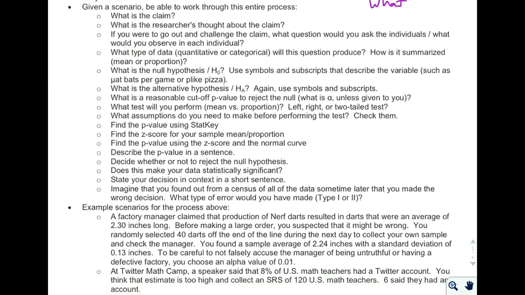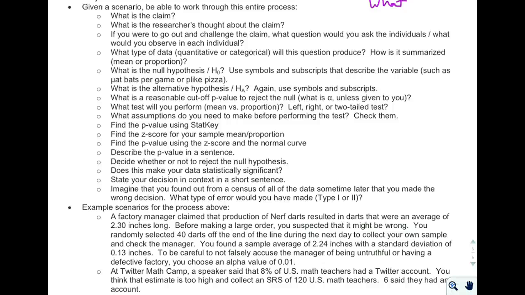Continuing on, working through this entire process, if you're given a scenario, and we'll go look at the scenarios at the bottom, you need to go through the process of deciding what is being claimed. What is the null hypothesis? What is the researcher's thought about this claim? That's going to lead to your alternative. If you were to go out and challenge it, what questions would you ask? And we'll talk about that.